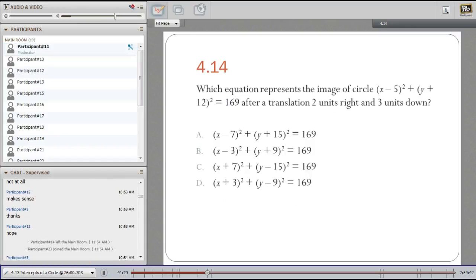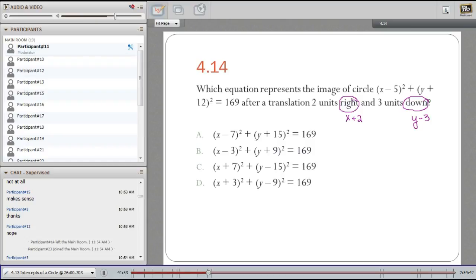I don't have time to go into all the details there. You'll also go over translations in 4.14. So remember, if we're going to translate 2 units right, remember that that affects your x value, right? So going right 2 would be affecting the x value. And then 3 units down. Down is a y direction, so we do y minus 3.